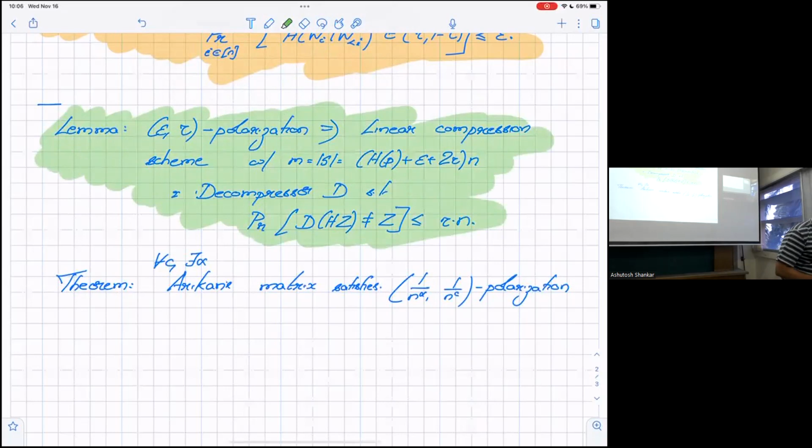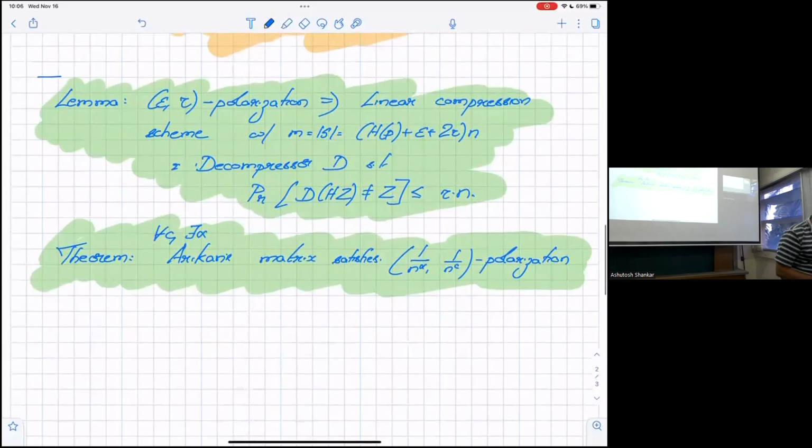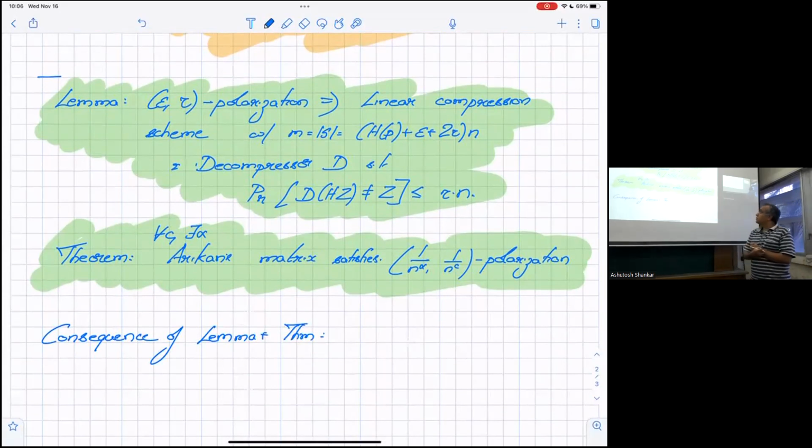I want to claim something. Let's do a few things before we plunge into the proof of either one. First, I want to say the implication of this lemma and theorem. What's the consequence of this lemma and theorem? The consequence of lemma plus theorem is the fact that... what do we get?